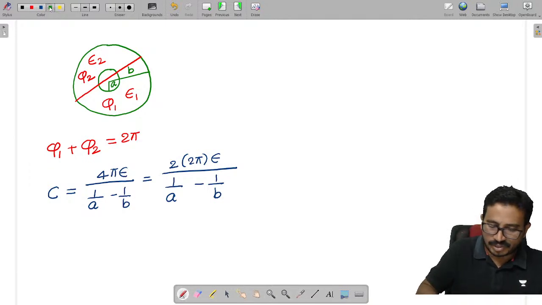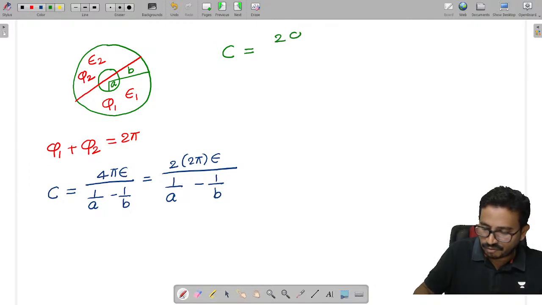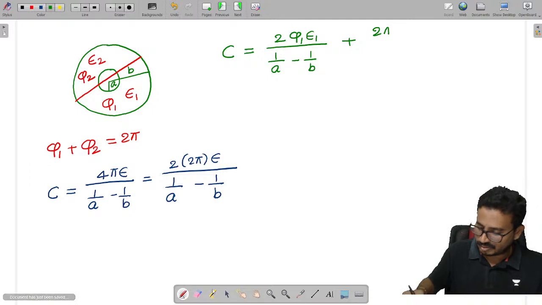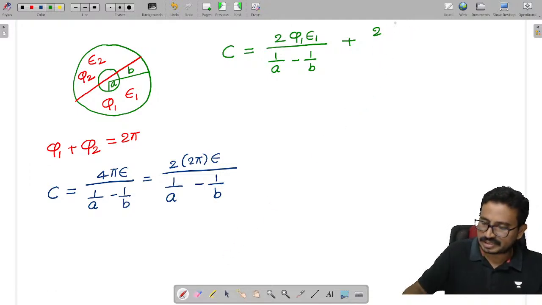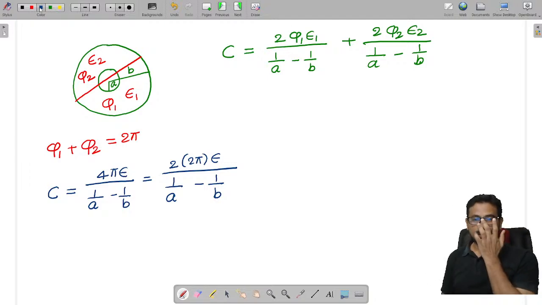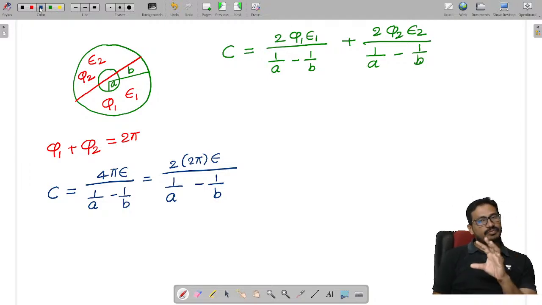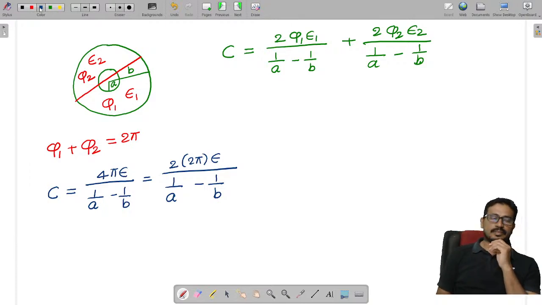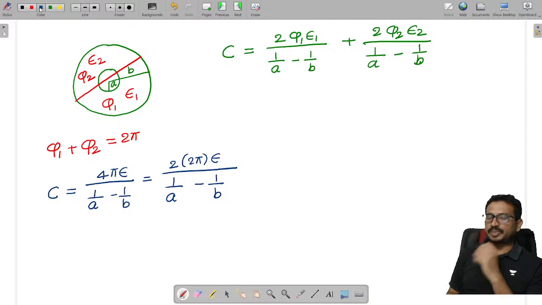Tell me, how can I write the capacitance now? We can write this as 2 into phi 1 epsilon 1 by 1 by A minus 1 by B, plus 2 into phi 2 epsilon 2 by 1 by A minus 1 by B. Check it. Does it make sense or not? Where phi 1 plus phi 2 is equal to 2 pi.